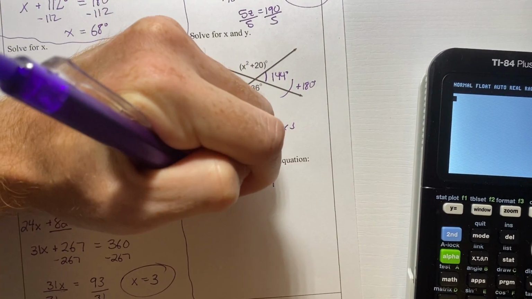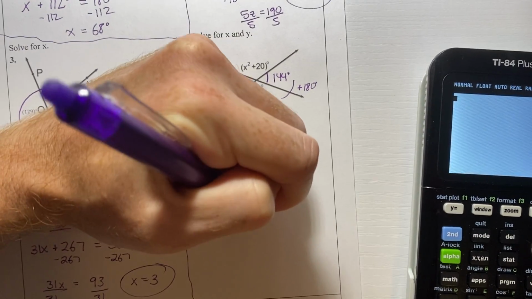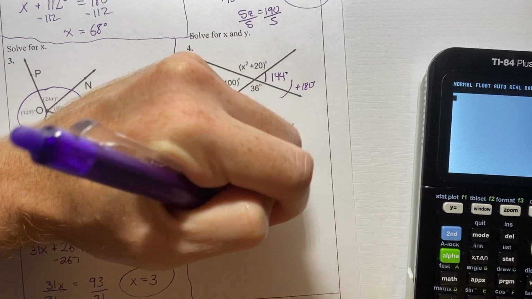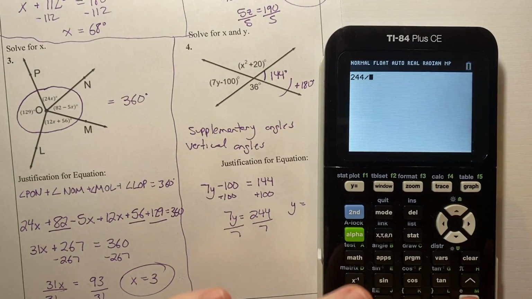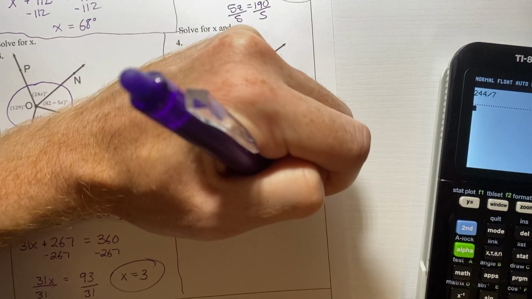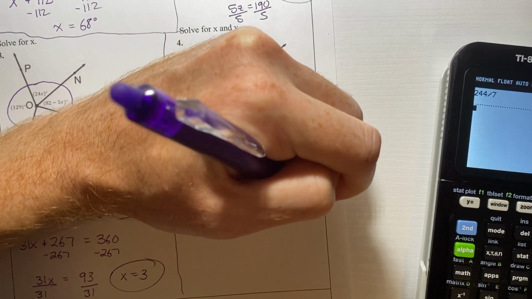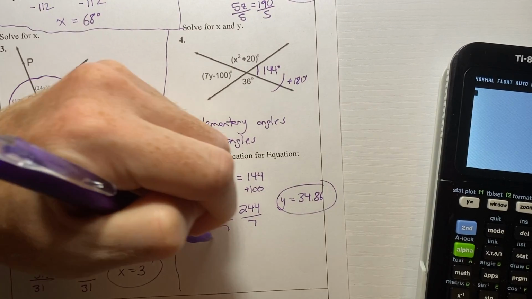So let's add 100 to both sides. We get 244, and then let's divide both sides by 7. 244 divided by 7 is 34.86. So yes, in life, not everything comes out nice and pretty and perfect. 34.86 is a perfectly acceptable answer.